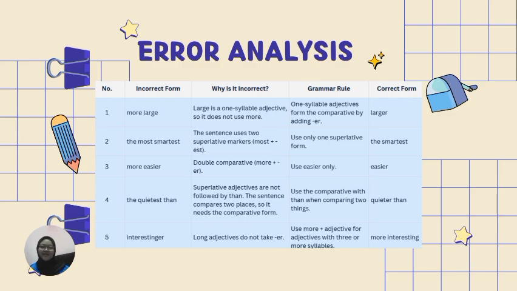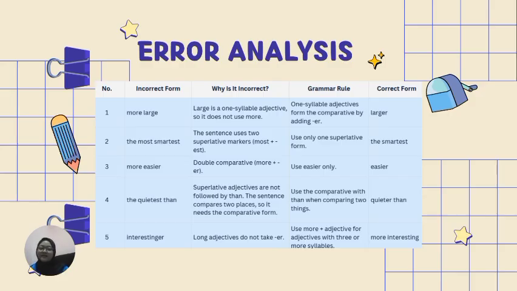The first mistake is "more large." Since large is a one-syllable adjective, we simply add er, making it larger. The second mistake is "the most smartest." This is called a double superlative because it uses both most and est together. The third mistake is "more easier." Again, this is a double comparative.